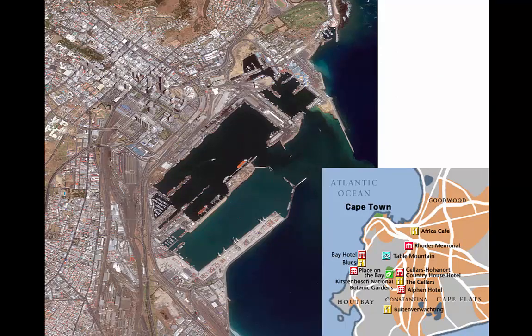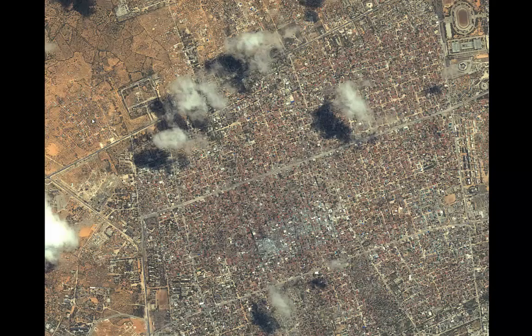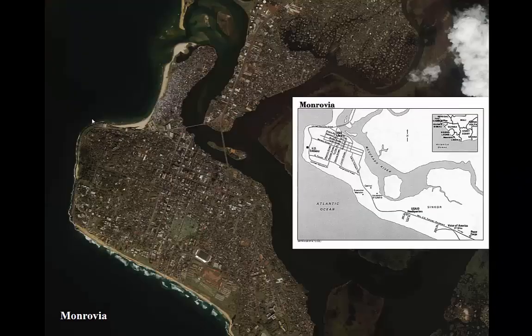This is Cape Town, South Africa, which is at the very bottom or the southernmost point of Africa around the Cape of Good Hope. This is, I think, Somalia, Mogadishu, satellite imagery from there. This is Monrovia, the capital of Liberia, and we'll refer to Liberia a little bit later.